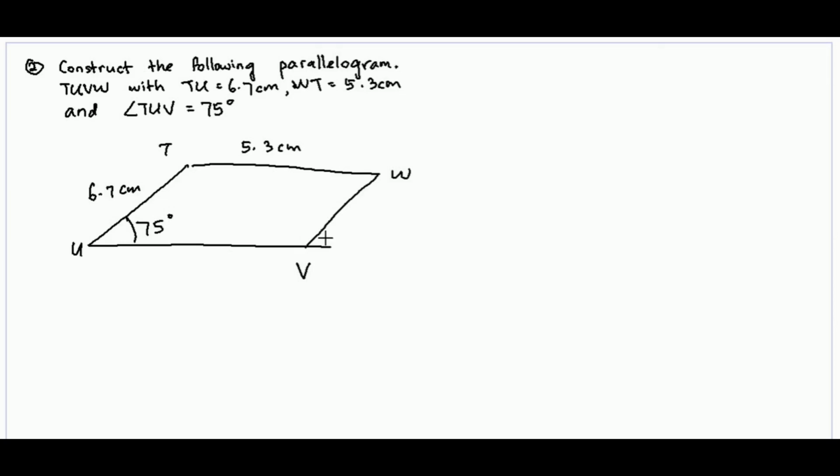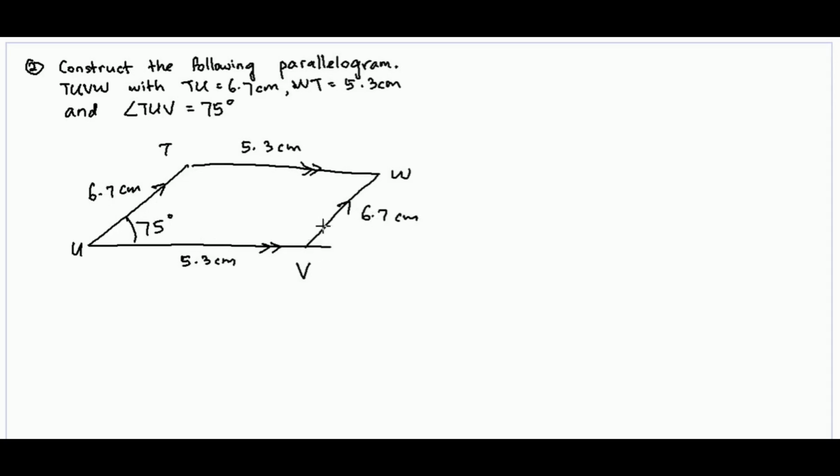Here is 5.3, because this is a parallelogram, right? These two are parallel to each other, and here also the same thing. 5.3 here definitely will be 5.3 also. 6.7 here must be 6.7 also.